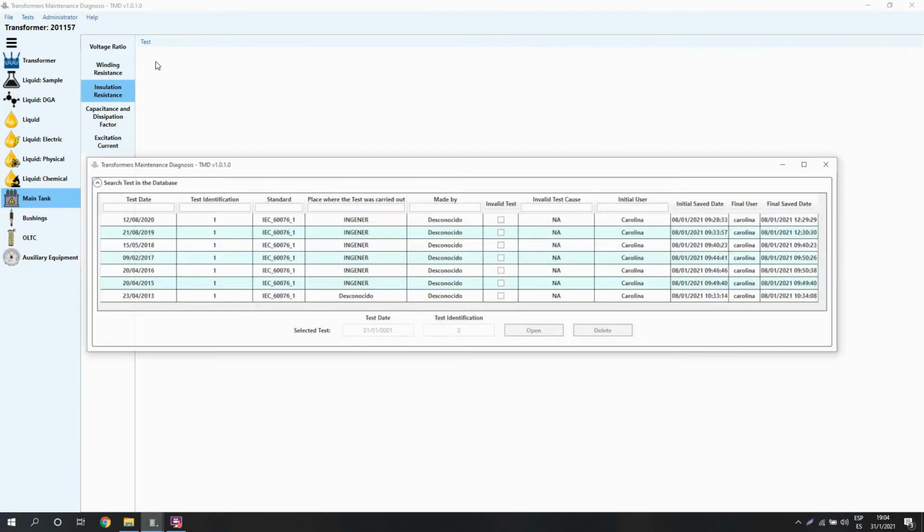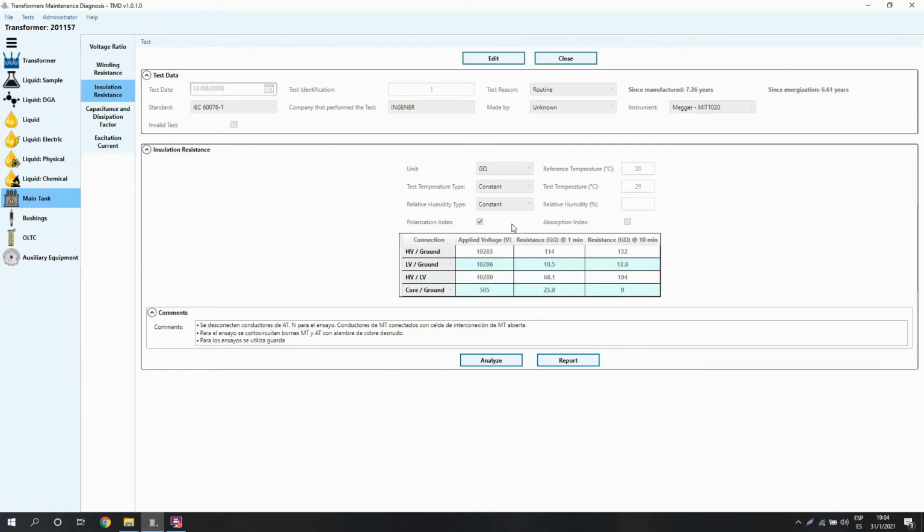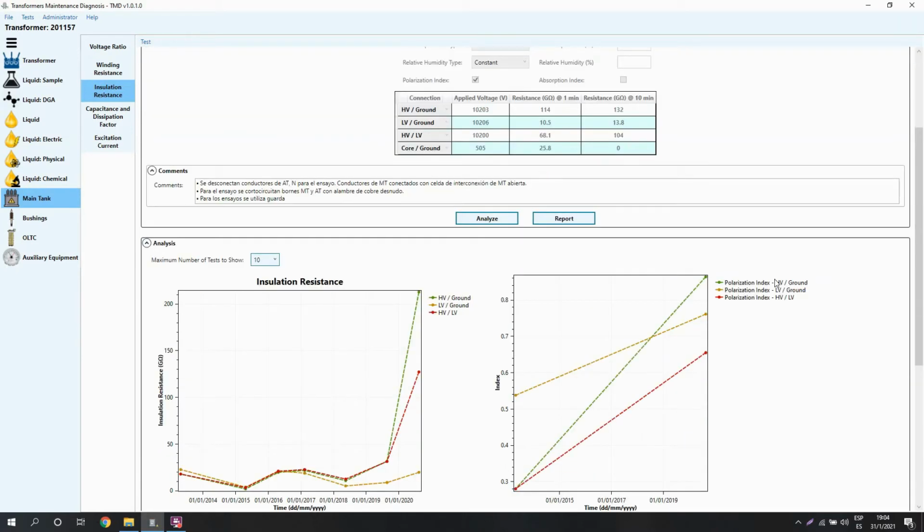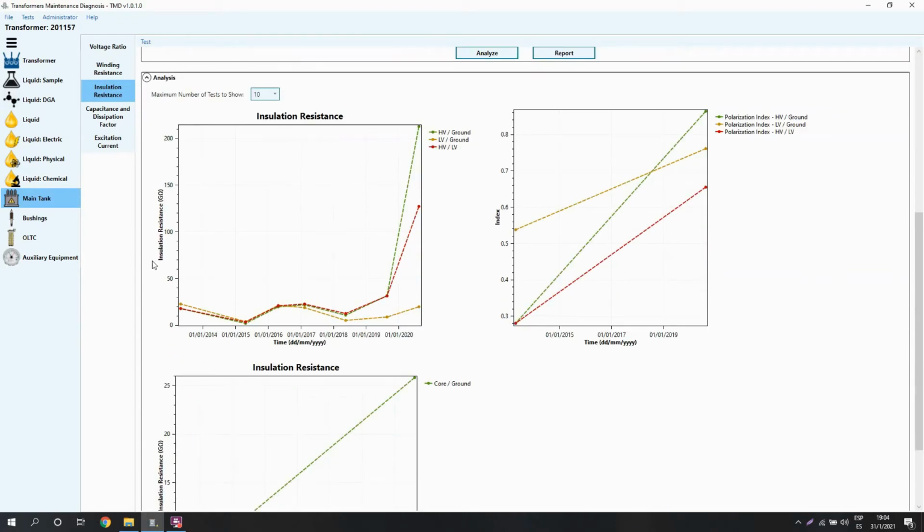We continue with the insulation resistance test, where the insulation resistance and polarization index are plotted as a function of time for the different connections.